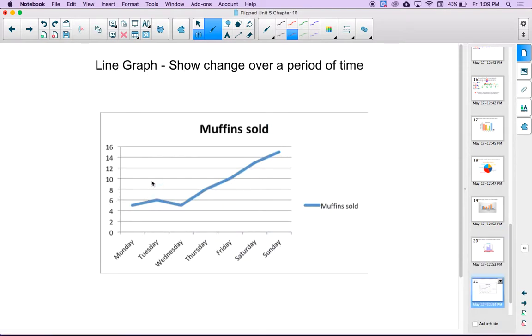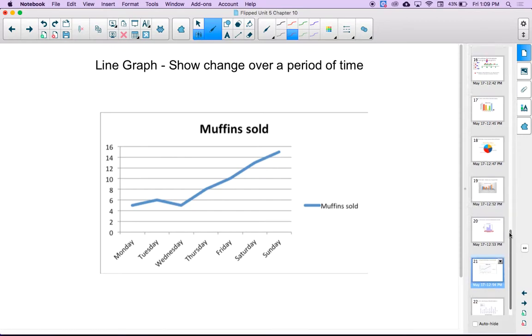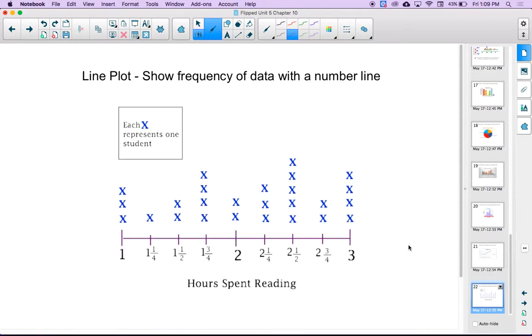Line graphs show change over a period of time. So here we could see how the number of muffins sold changes each day. And last but not least, we have line plots. Line plots show frequency of data within number lines. So each X would represent one student and how often they studied.